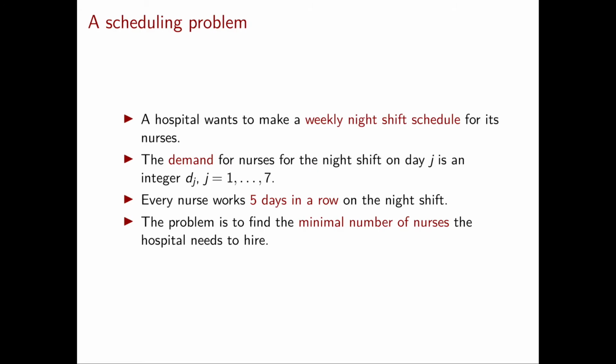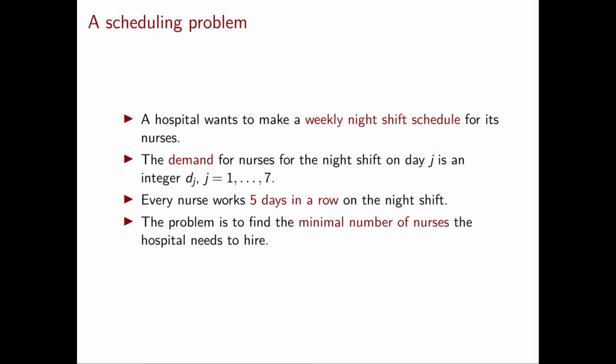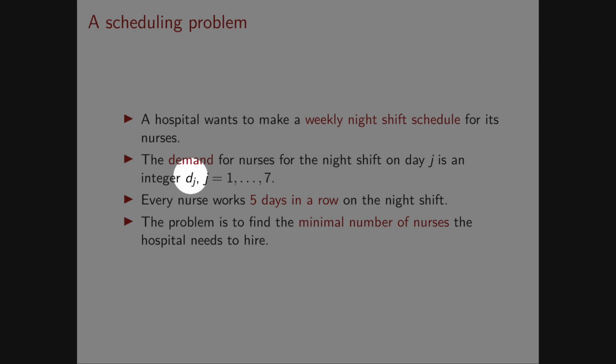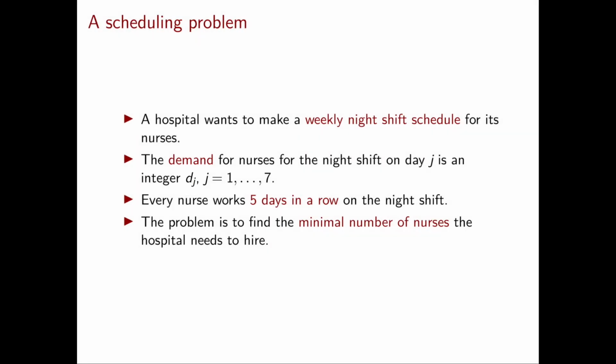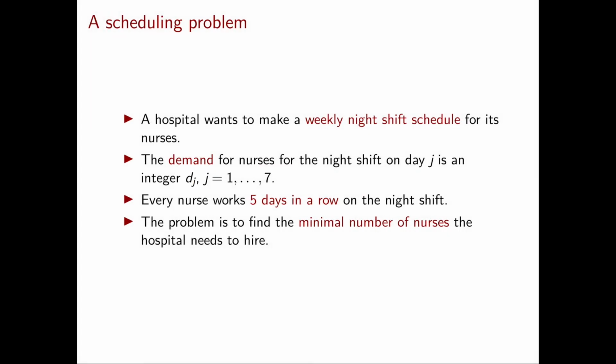The next example of a linear programming problem that we're going to see is a scheduling problem. In this example, we have a hospital that needs to make a weekly night shift schedule for its nurses. And we know exactly for every night of the week what is the demand for nurses. And this is encoded in this quantity dj for j that goes from 1 to 7. So in day 1, the demand is d1, day 2 is d2, and so on and so forth over the week. And the next week, everything repeats with the same d1, d2, d3 until d7, and so on and so forth.